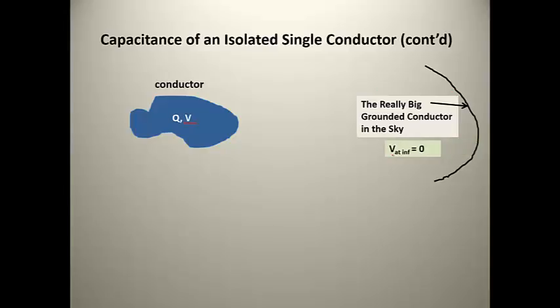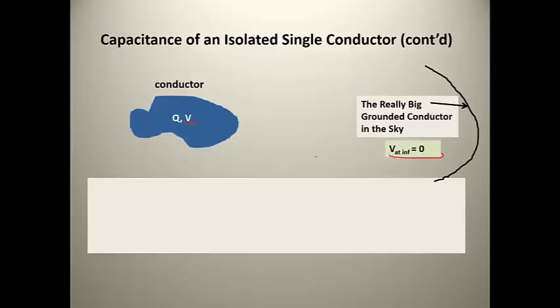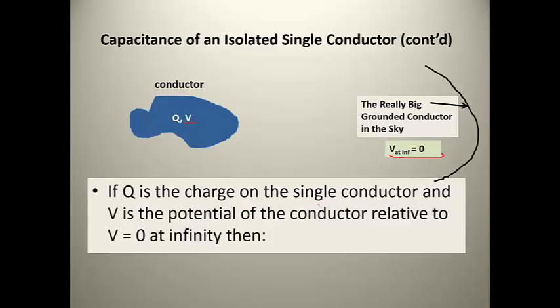This is at V at infinity, which we set equal to 0. And you could think of it this way: if this is a small conductor and this is really big, then the induced charge density on this really big conductor would be very, very small. And associated with that would be a potential, which would be very small, and we'll take it as 0. So if Q is the charge on the single conductor, and V is the potential of that conductor relative to V equals 0 at infinity, then the capacitance is just Q divided by V. Q is the charge on the conductor, V is the potential on the conductor.